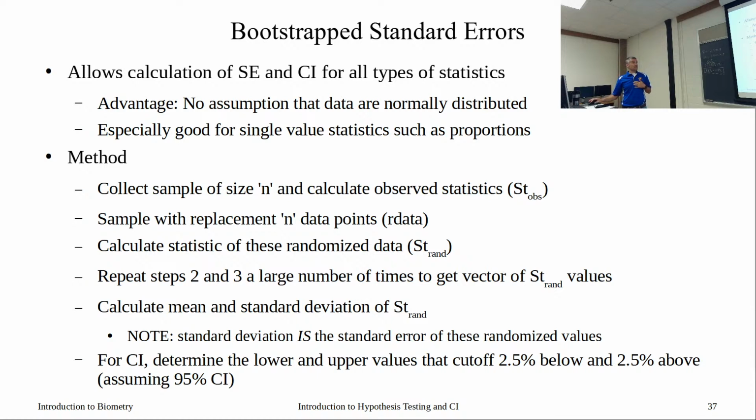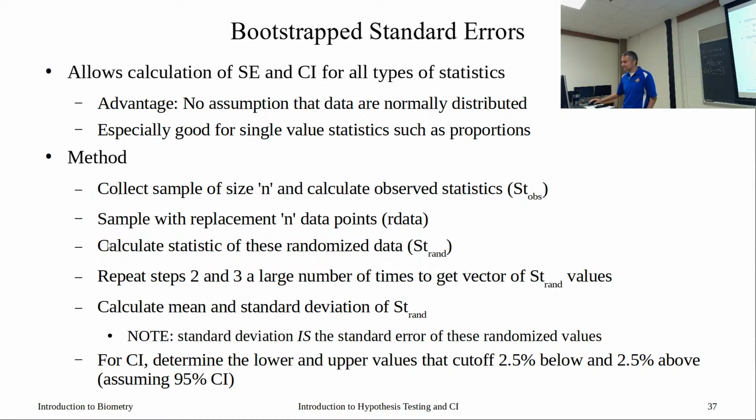And the other added advantage is that we make no assumptions of the underlying data. But our estimates, our standard errors, will reflect that distribution. So if we're skewed, our measure of standard errors will be skewed. Our confidence intervals will be skewed. All right? So how do we do it?